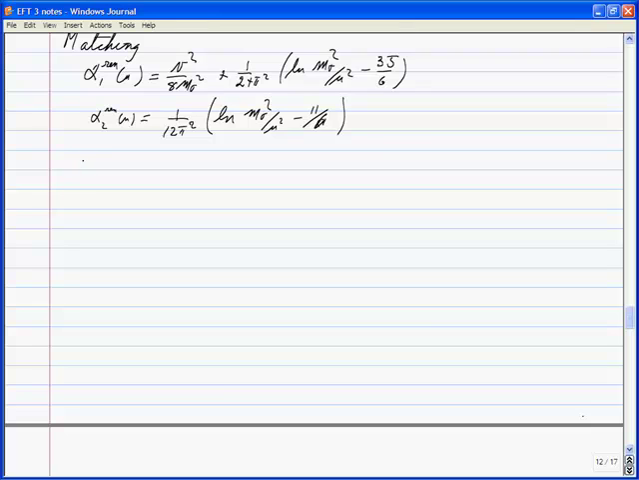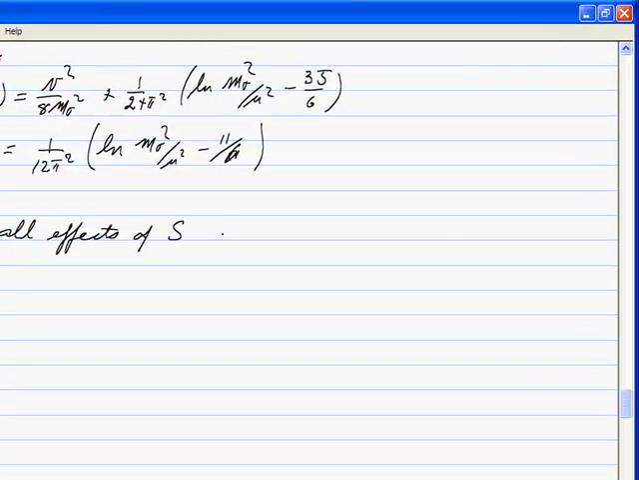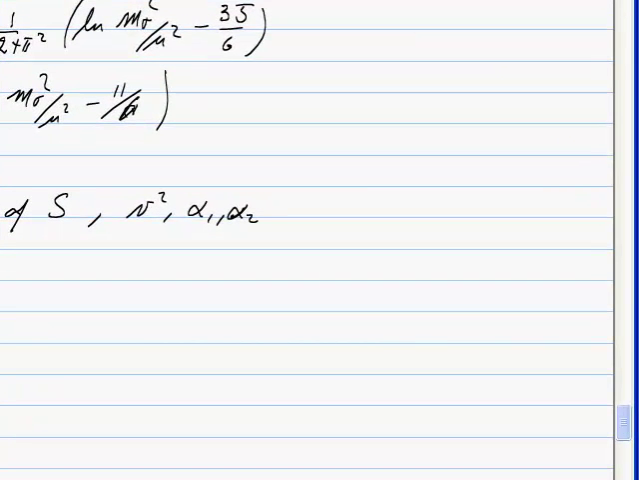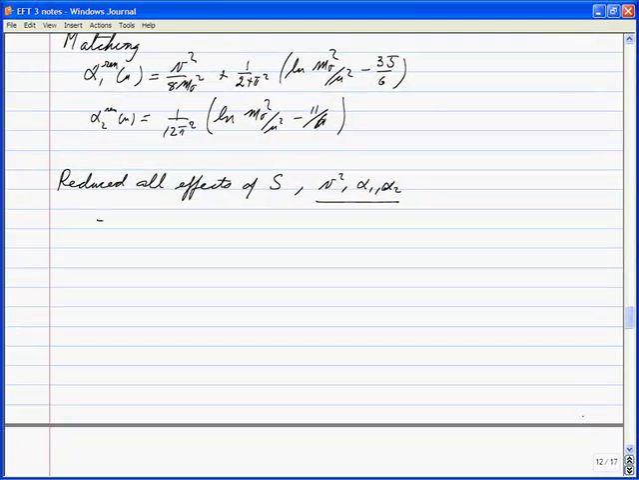What we've done is actually interesting. We've reduced all the effects of the sigma, or the S, to three numbers: V squared, alpha 1, and alpha 2. Those are the only effects of that. Everything else is in the effective Lagrangian. So we've taken everything and put it into those constants. In other processes, we no longer have to do the full theory. You just use the effective theory.